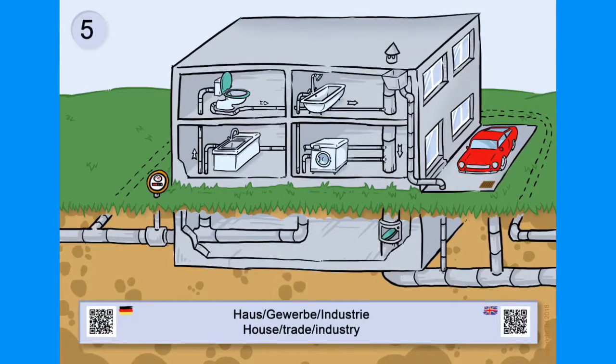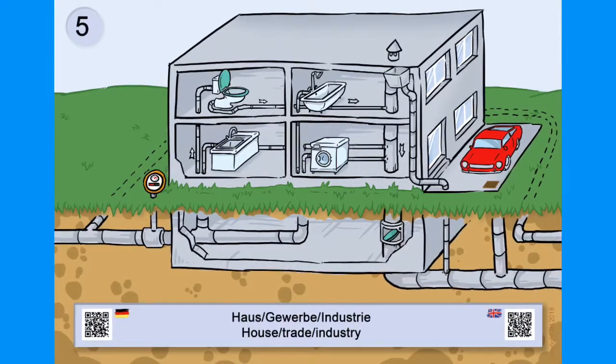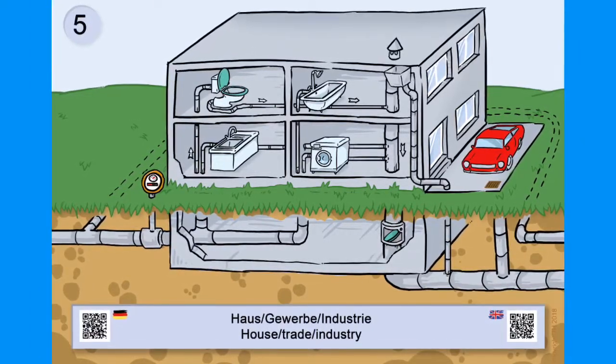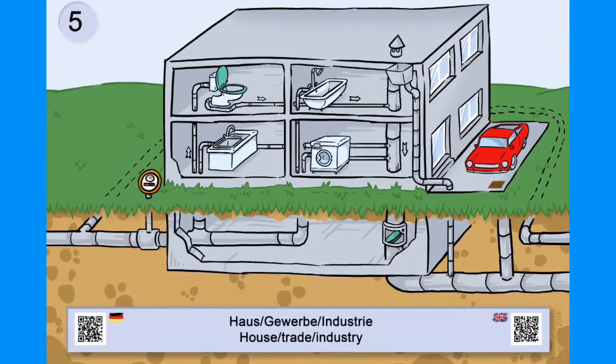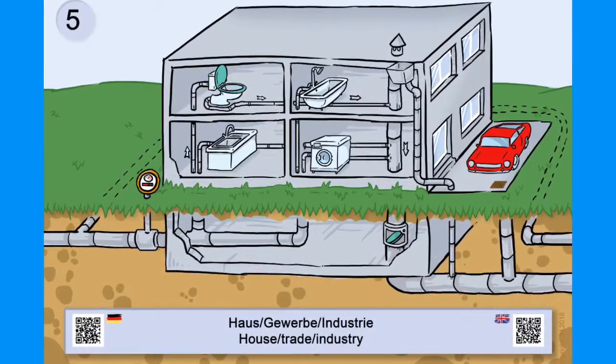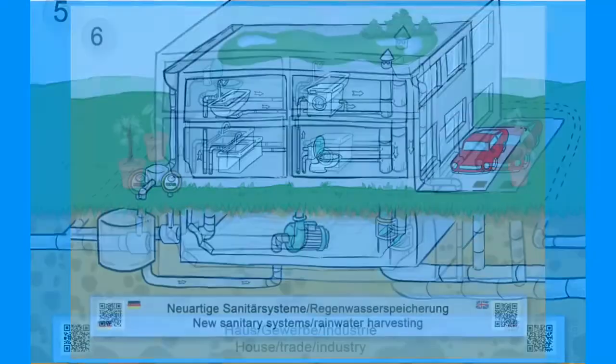The water goes to houses, to industry and trades. Here you see a normal conventional house. Water comes in through the water meter at the beginning, and at the outflow the backflow protection valve is there. This is a traditional house.